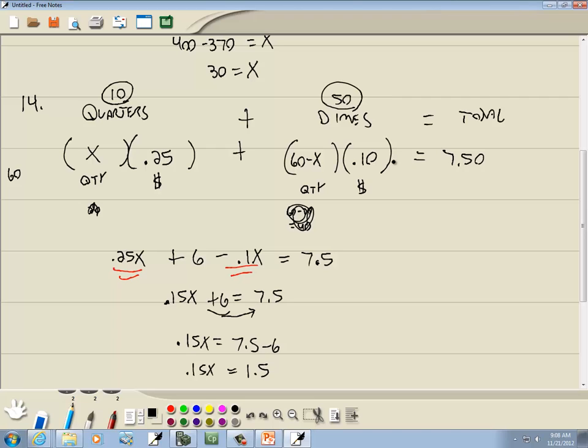Now if you hate decimals as much as me, there is a shortcut to this. I don't usually show shortcuts, so I didn't mention it, but if this has 2 decimal places, this one has 2, and this one has 2. This would automatically become 25x plus 10 times 60 minus x equals 750. You can multiply everything by 100, and that moves the decimal place. Now notice, if I move it here, I don't want to move it in the 60 minus x. You can only move it in one of these products.